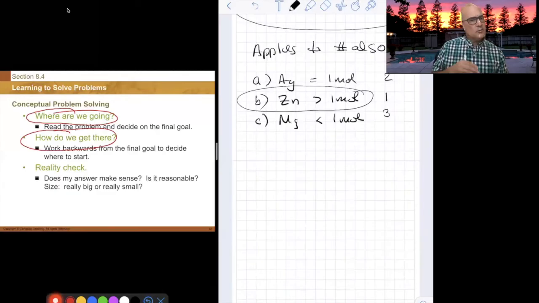How do we get there? Well, maybe we want to work backwards from the final goal to decide where to start. This last thing we don't want to forget either. Does the answer make sense, right?